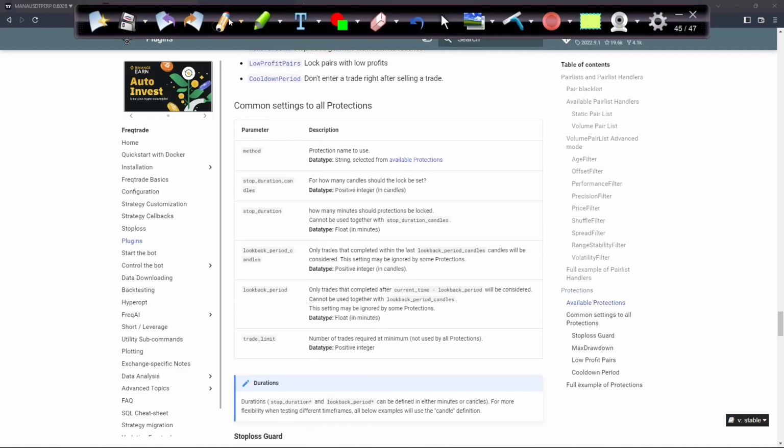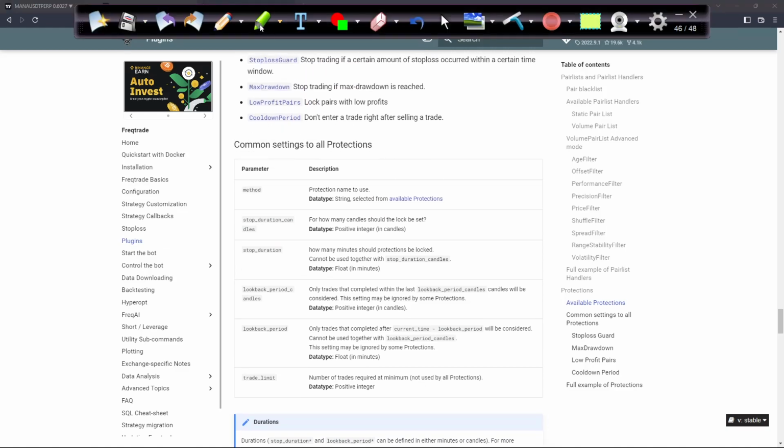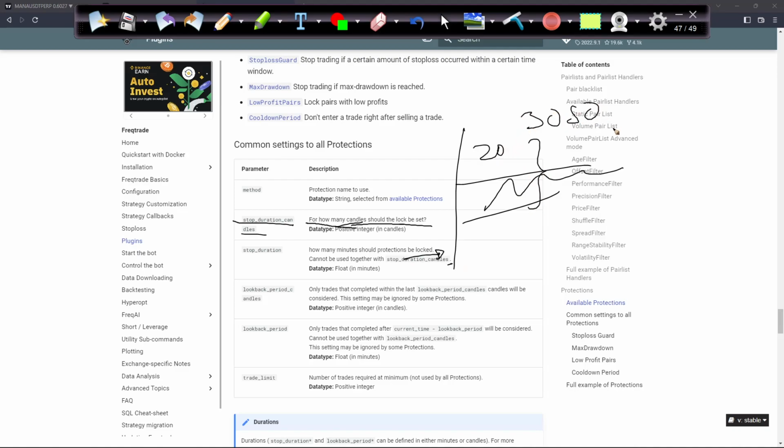Now, the common settings to all protections: parameter and description. Method is the protection name to be used. We have these available protections here, right? Either Stop Loss Guard, or Max Drawdown, or Low Profit Pairs, or Cooldown Period. Now we have stop duration candles, which says for how many candles the lock should be set, so how many candles in the future the lock should be set. If we are setting the lock here, we want to set it for the next 20 bars or 30 bars or 50 bars, and we have to choose that.